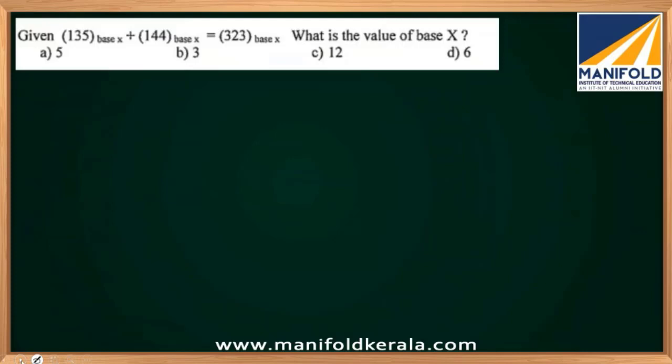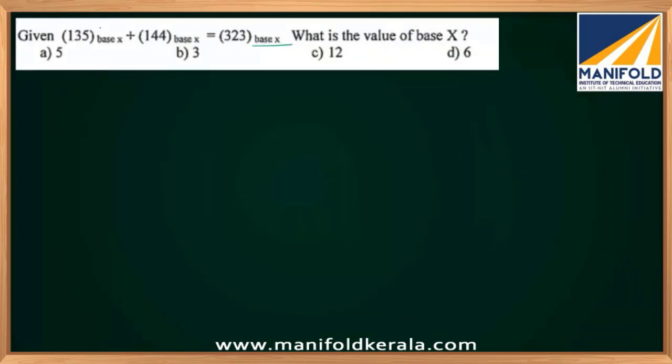Okay, so we'll move on to the next question. And how to do this kind of question? Again, you can look at the units place. See this one. What they're asking is there is 135 in some unknown base x, 144 in unknown base x, and everything is in some unknown base x. So in some base, this is valid: 135 plus 144 gives you 323. Now it may not be in decimal, it is in some base.